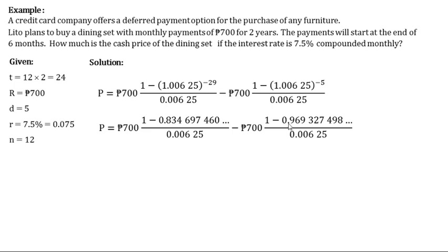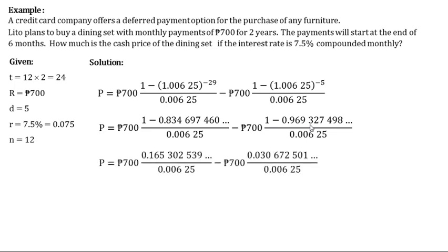So, dito naman, 0.969327498. Then, we subtract 1 and 0.834697460, and so on. And itong 1 minus 0.969327498. At ang answer ay 0.165302539. And in this one, 0.030672501. Then, i-divide natin sa 0.00625. So, we will get 26.448406350. And in here, meron tayong 4.907600287 and so on.